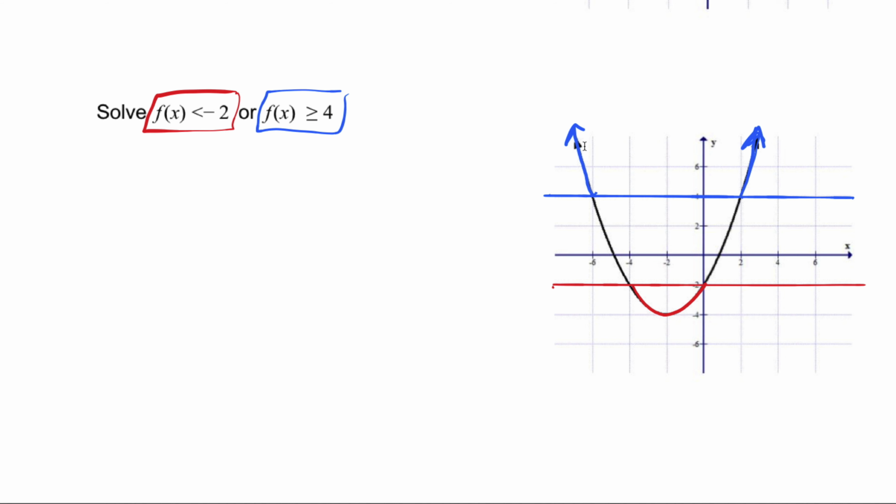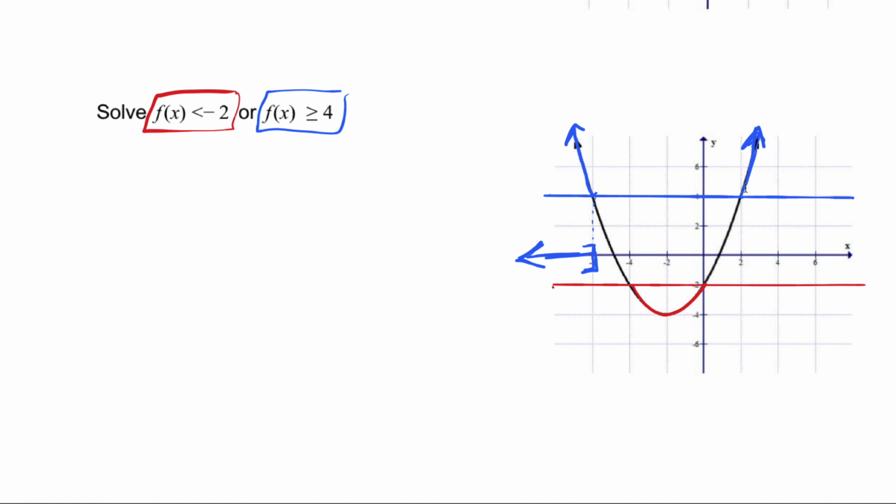Again, if we're asked to solve, we want to know the x's that go with this. So I'm going to drop down to the x-axis, and this blue region ends at -6. Could it be equal? Yes, it could be. It says equal to +4. And again, that region is to the left. It's when I plug in values that are smaller or less than -6.